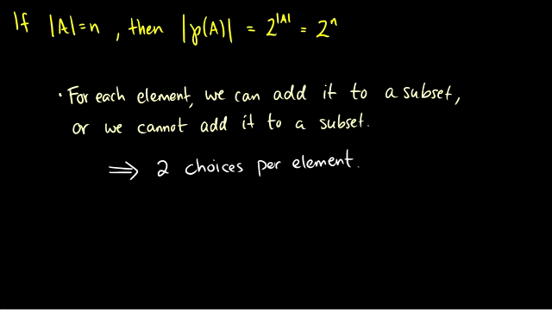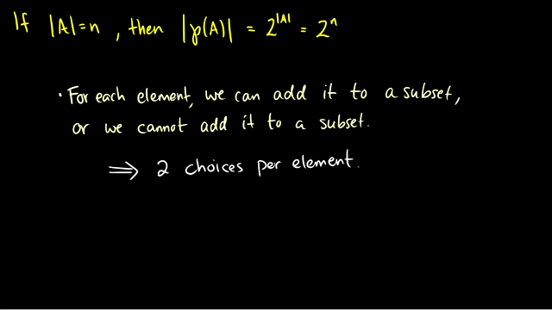Now, really, talking about counting, the reason why I showed you that tree was so we can talk about the size of the set. So if your original set A has n elements, then the size of the power set will be 2 to the size of A, or 2 to the n. And this might sound a little bit confusing at first, but really, for each element, we're either adding it to a subset or we're not. So there's 2 choices per element.